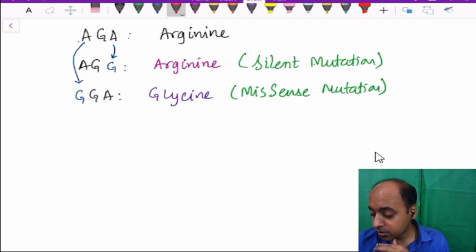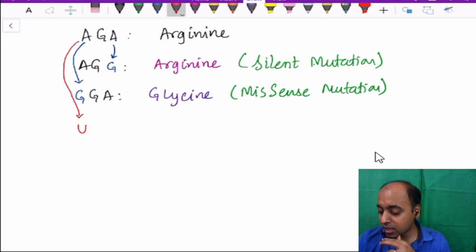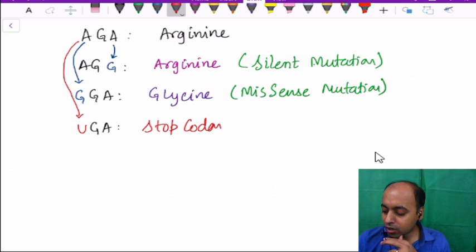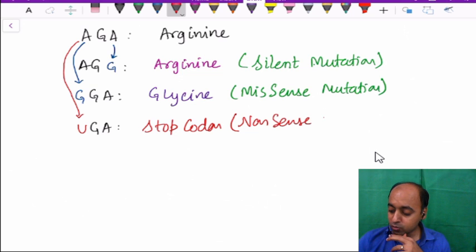And sometimes a single change can be catastrophic. If you replace the A by U, the sequence becomes UGA. You know that UGA is actually the stop codon. The stop codon cannot get translated. It doesn't make any sense. And therefore, it is known as the nonsense mutation.